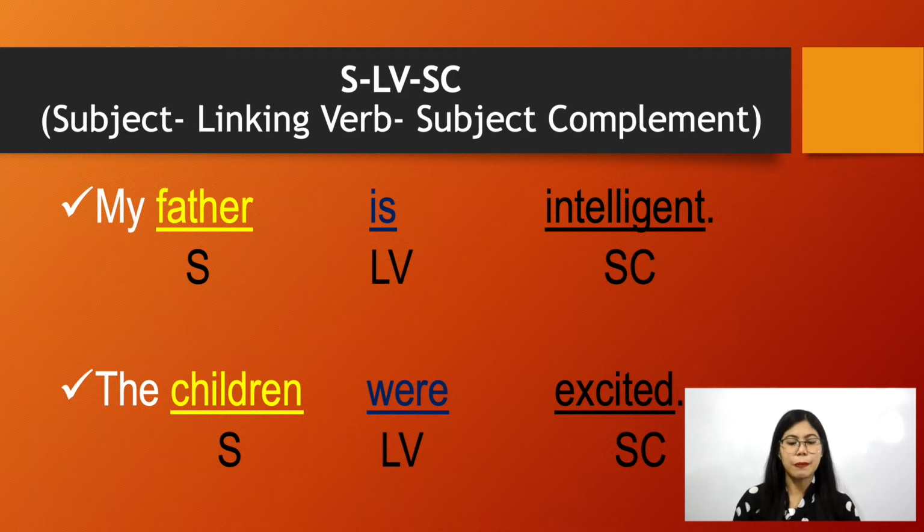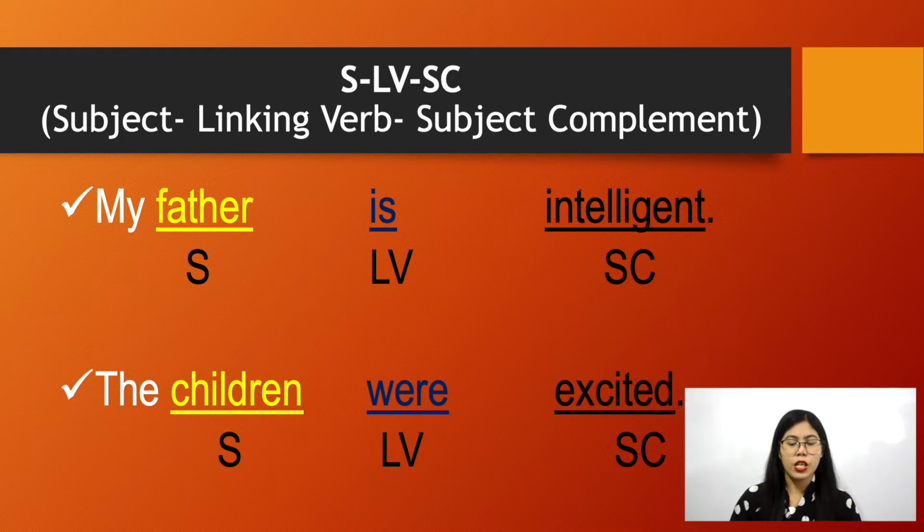Is the linking verb because it links the subject and the subject complement. Intelligent is the subject complement because it comes after the linking verb and it describes the subject. If you will ask, how is the father described in the sentence? The answer is intelligent. So this intelligent will be our subject complement. In addition, always remember that the subject complement is usually an adjective, words that are used in describing.